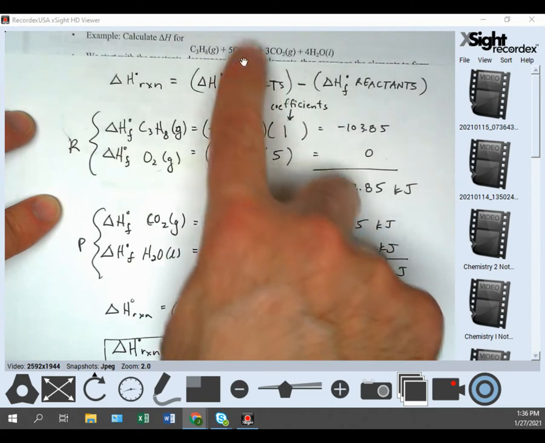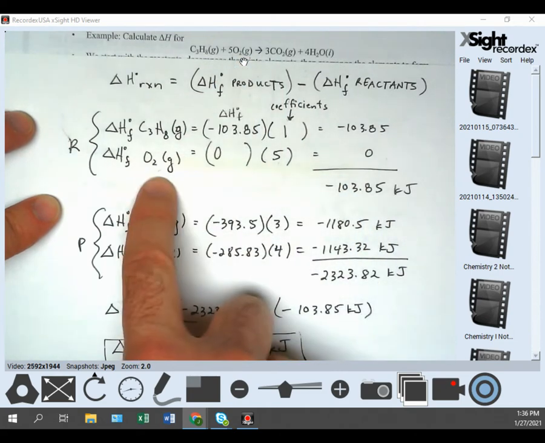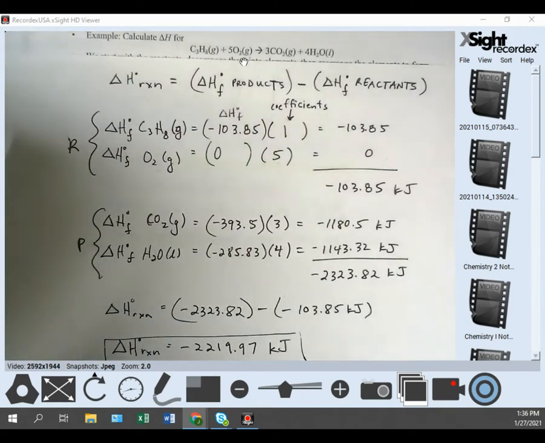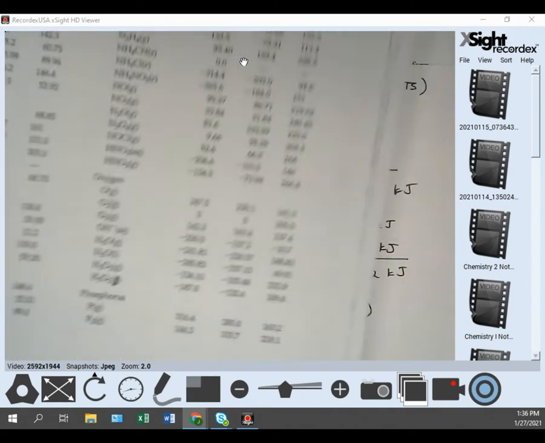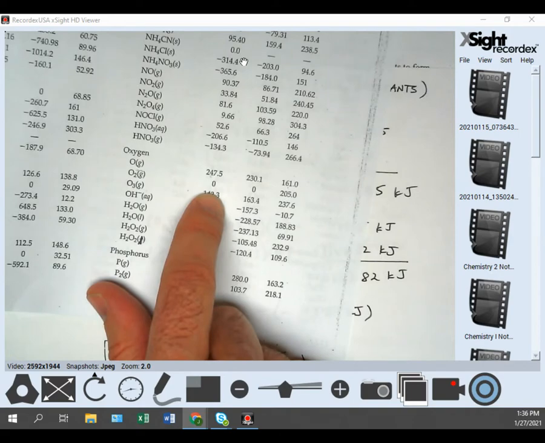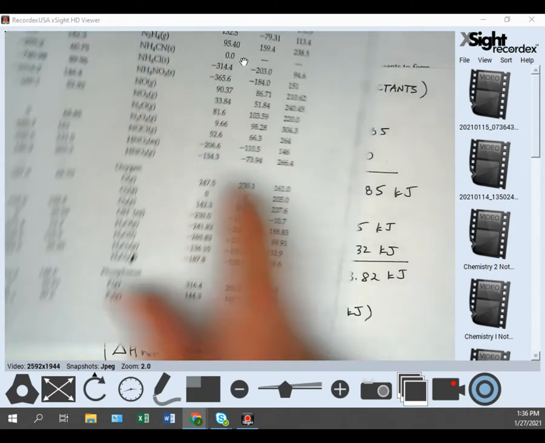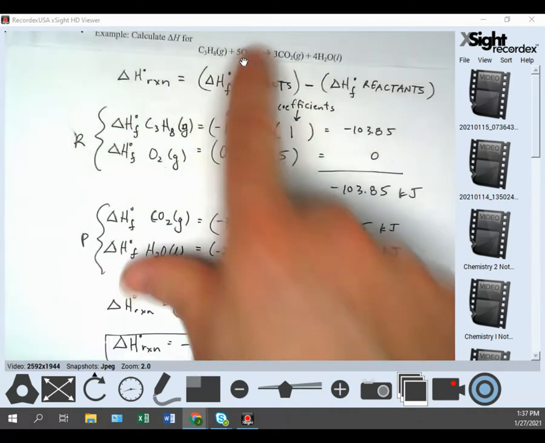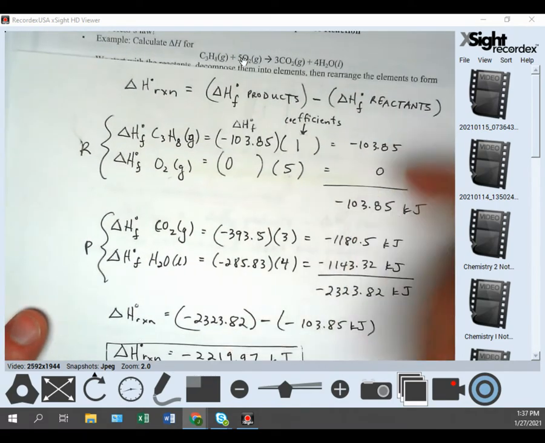I do the same thing for oxygen. O2 gas, okay, you should know that that's the standard state of the element, so it's a 0. But if you didn't, you can look it up. 0 for the enthalpy of formation. So that's here, times the coefficient, 5. 0 times 5 is 0. Add them together.